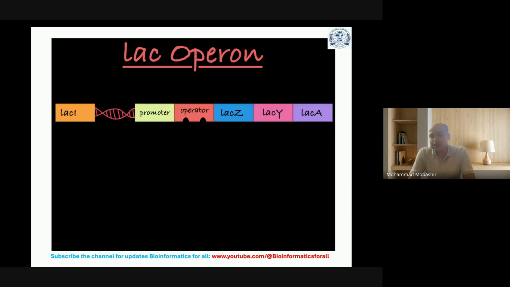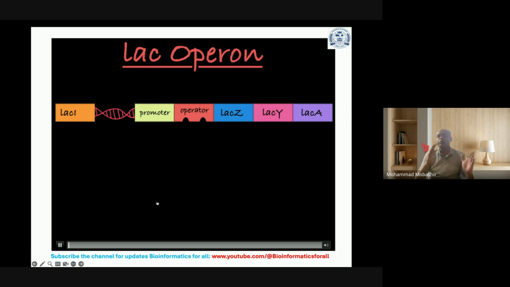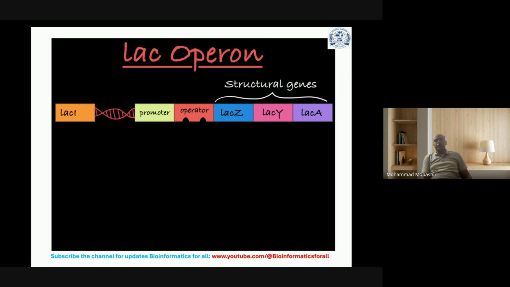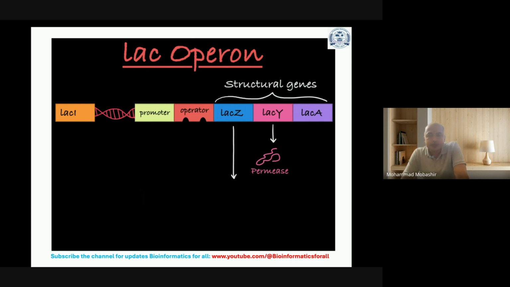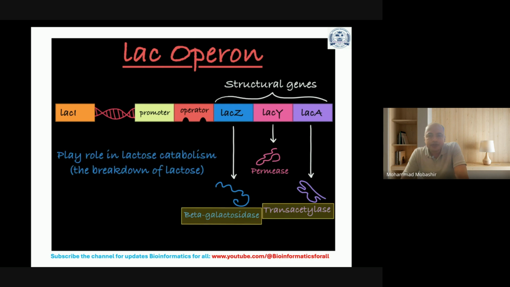Now, this is the video which will help you to understand gene expression. This is the lac operon. Here you see three structural genes, LAC-Z, LAC-Y, and LAC-A. LAC-Y encodes the enzyme permease, which is necessary for allowing lactose to enter the cell. LAC-Z encodes the protein beta-galactosidase, and LAC-A encodes the protein transacetylase, both of which play a role in the catabolism of lactose once it's inside the cell.